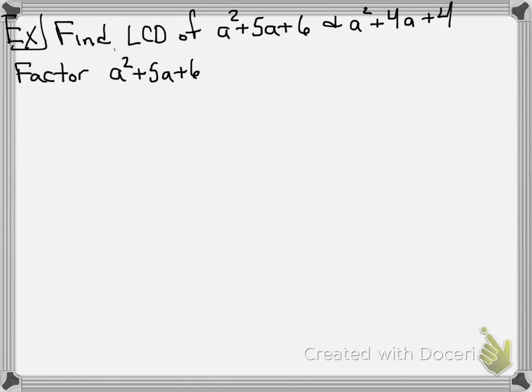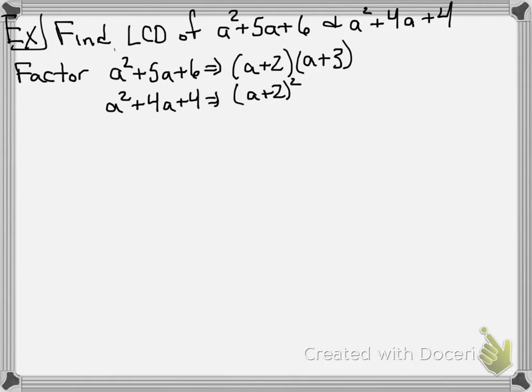Just the same way that we did before, let's go ahead and factor this. Let's factor a squared plus 5a plus 6, which you should be able to easily show is a plus 2 times a plus 3. Factor our other term. We get a plus 2 squared, which is actually a plus 2 times a plus 2.